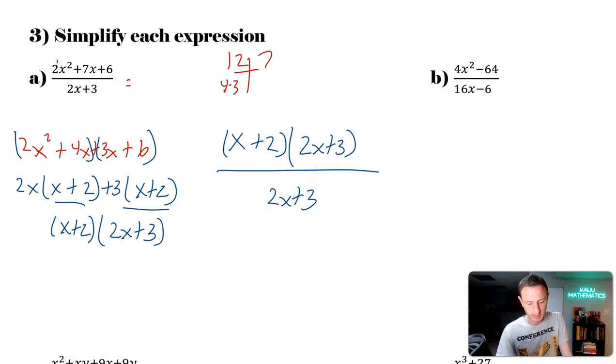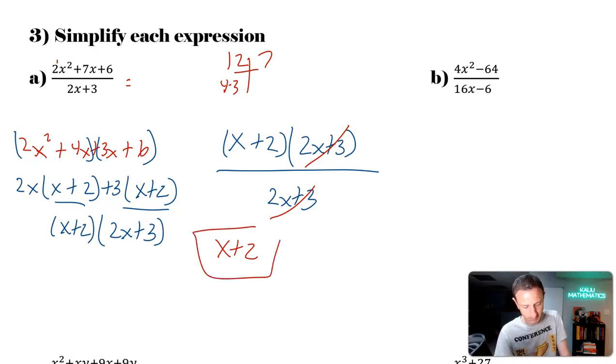I can then simplify the 2x plus 3's out, and I'm left with x plus 2. Done. The 2x plus 3s were factors, and they simplified.